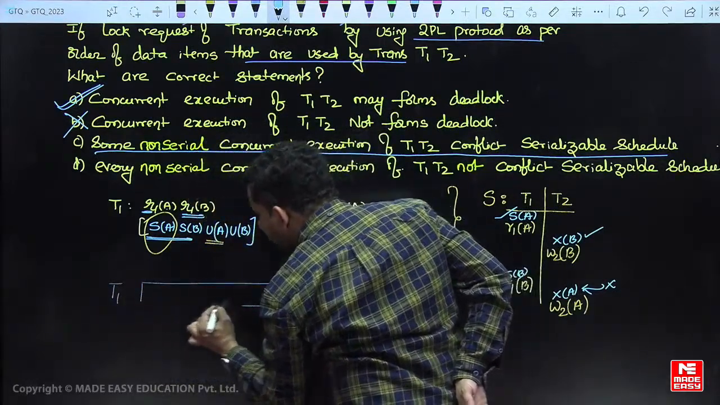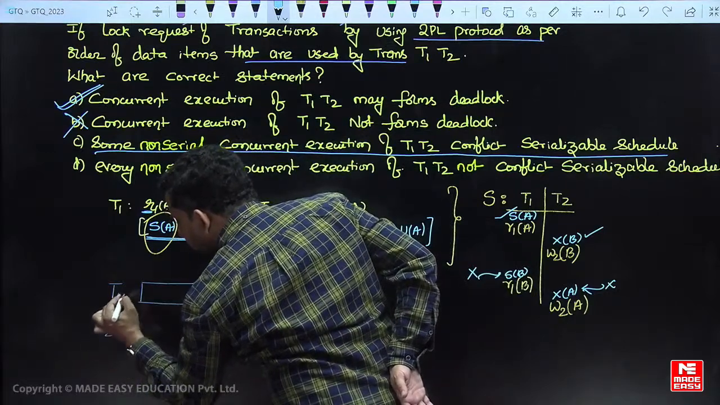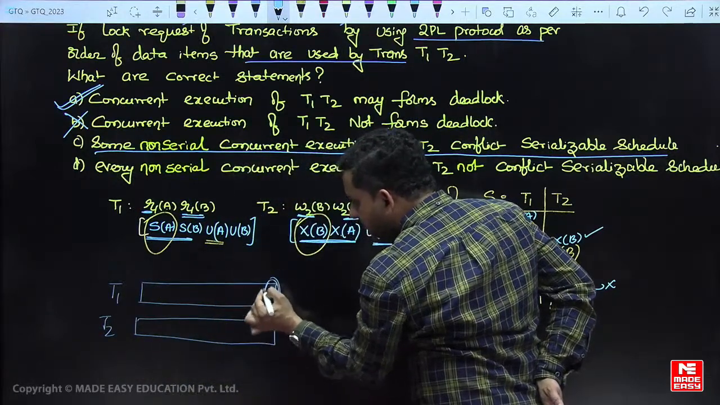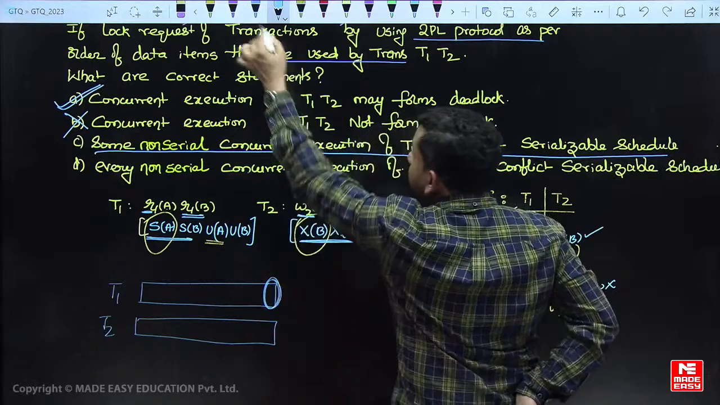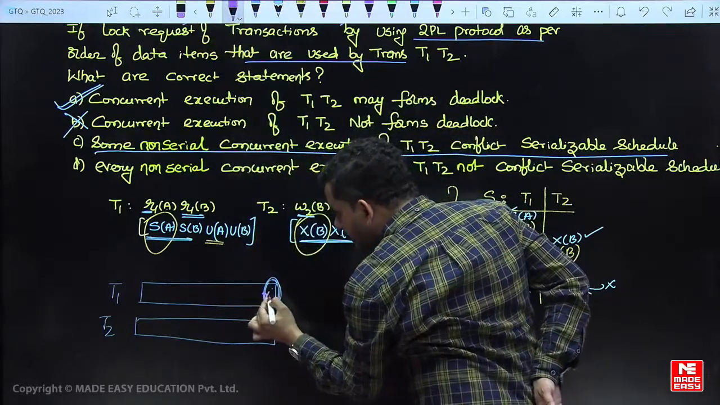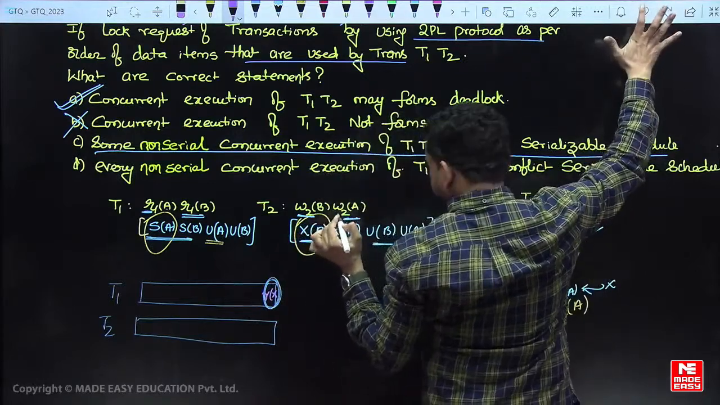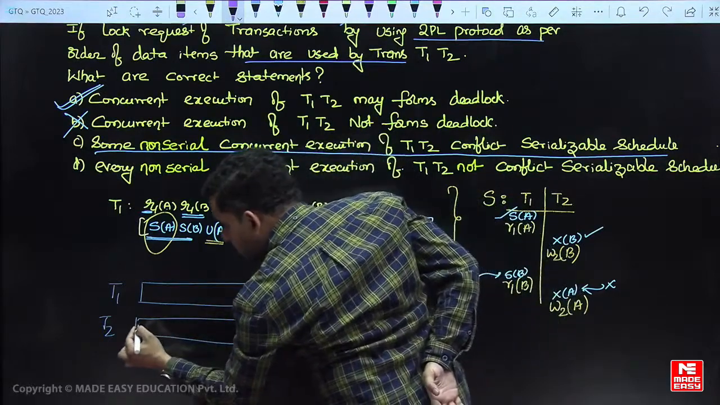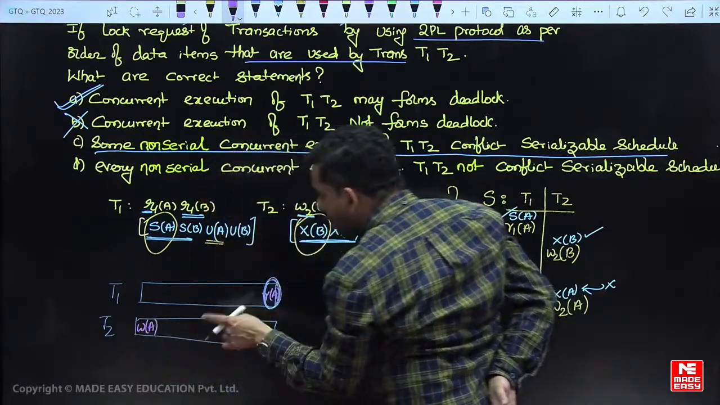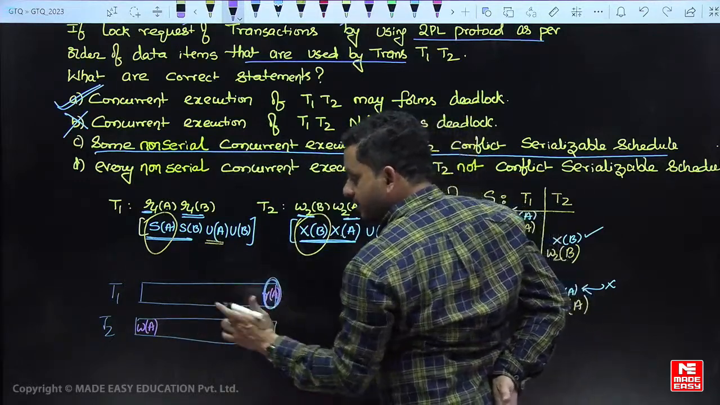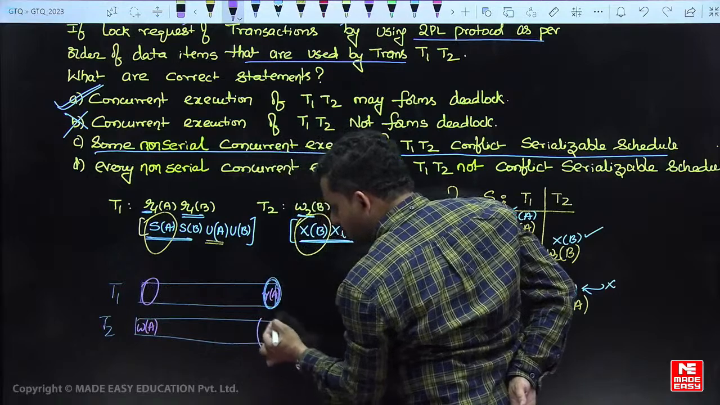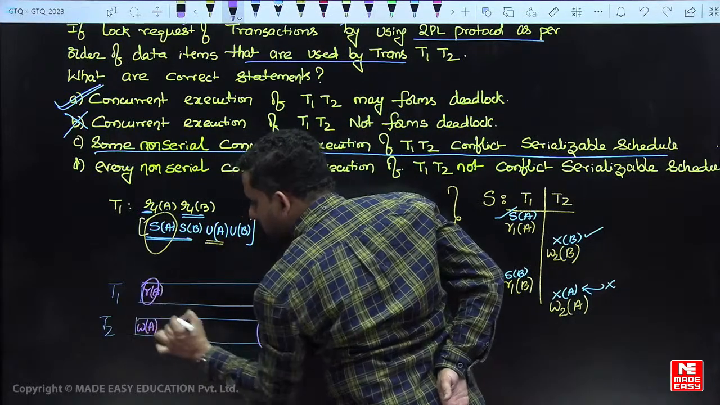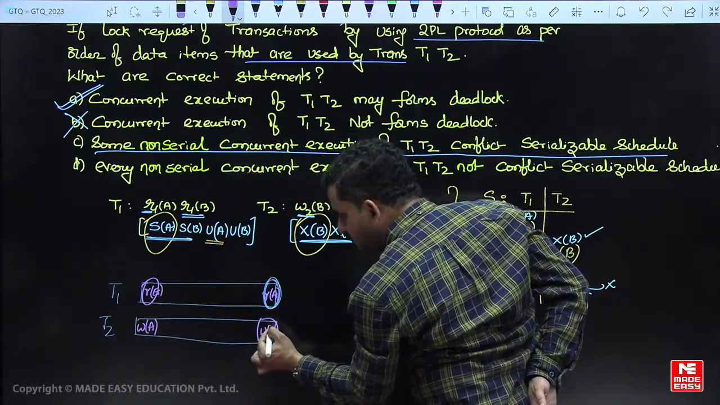If you take two transactions, T1 having some set of operations and T2 having some set of operations. For example, the last operation of T1 is something like a read of some data item A, and the first operation of T2 is a write of data item A, some conflict. And assume the first operation of T1 is a read of some data item E, and the last operation of T2 is a write of data item E.